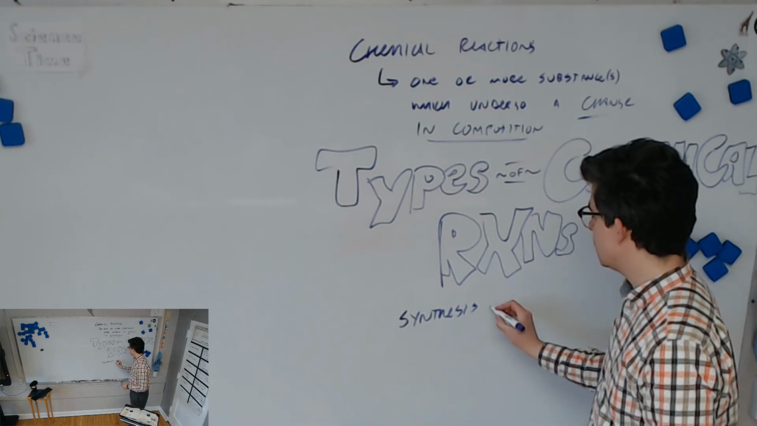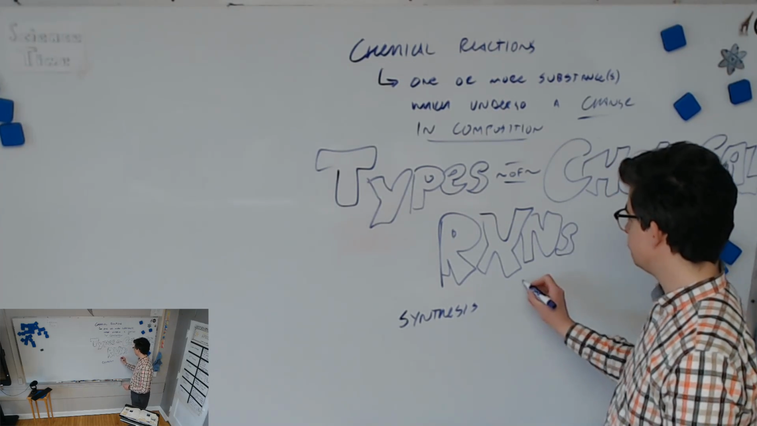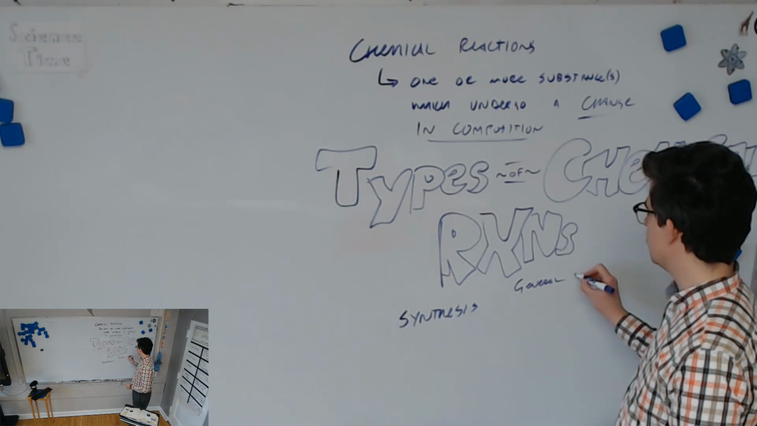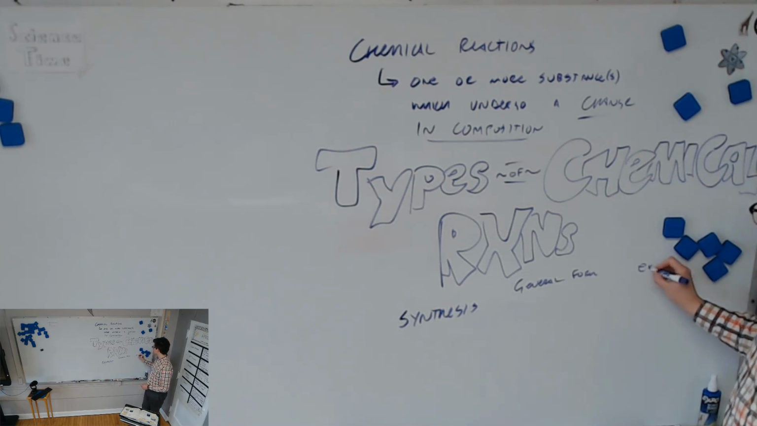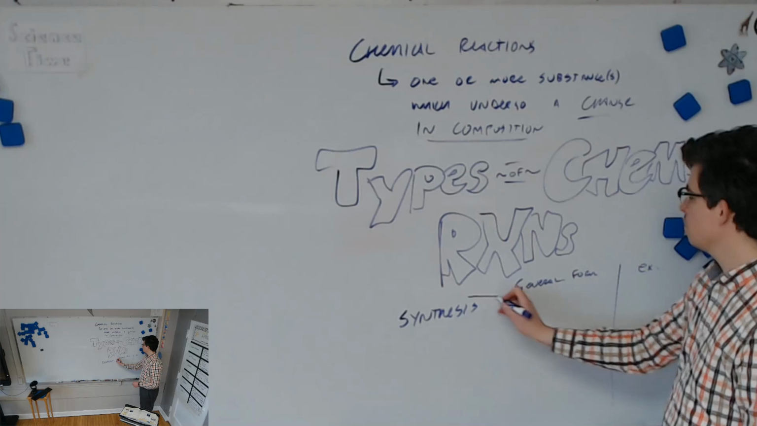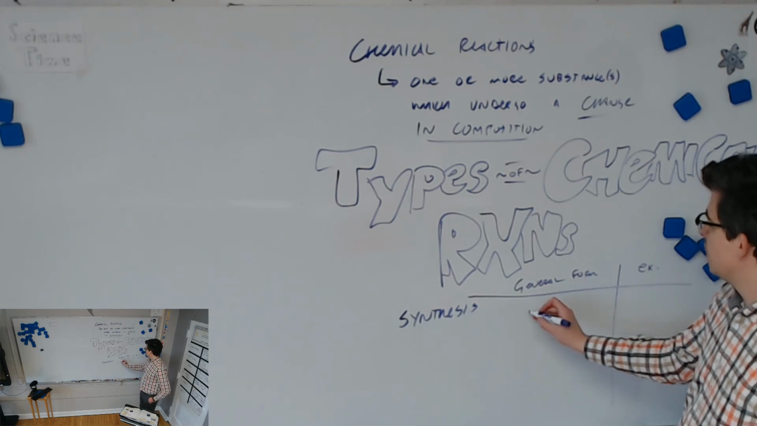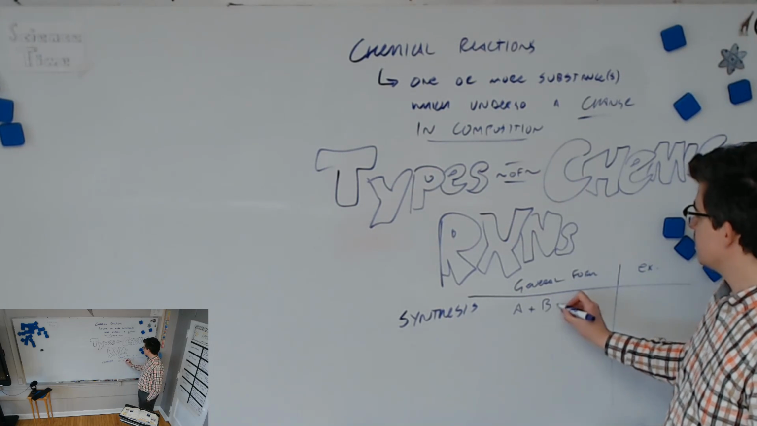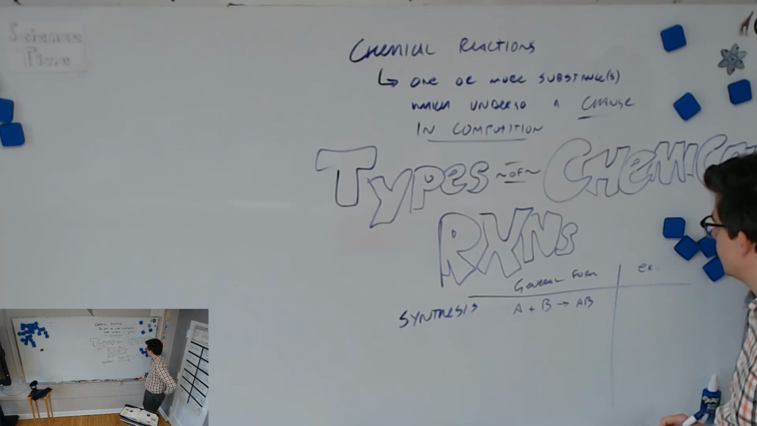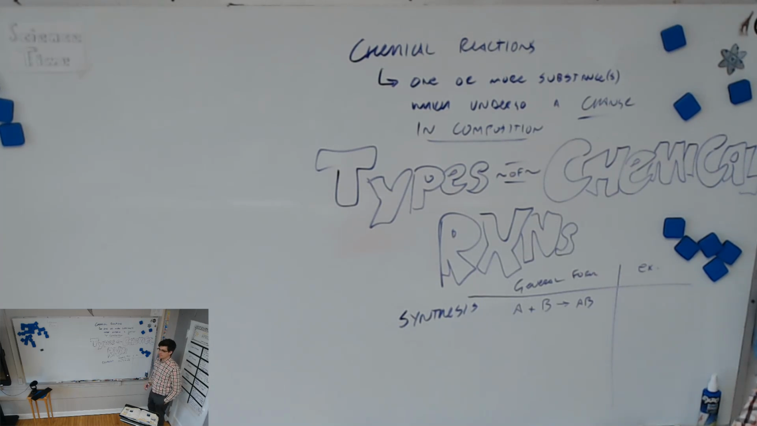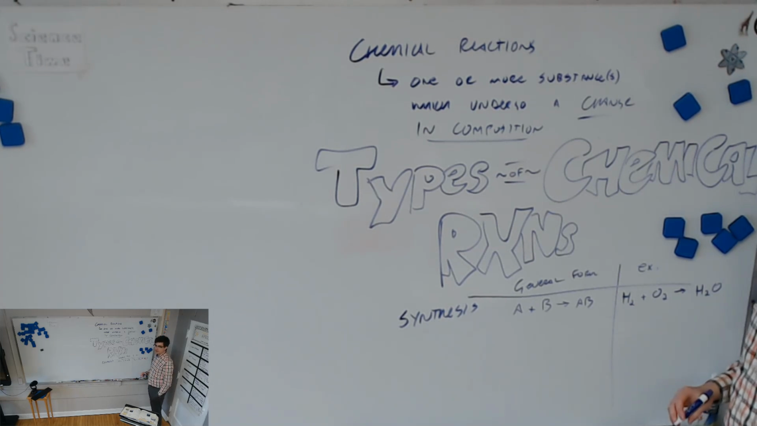So for synthesis, we use the general form. We're going to have a little table: general form, and then an example. I made it into a table. The general form is A plus B yields AB. An example of this would be H2 plus O2 yields H2O.